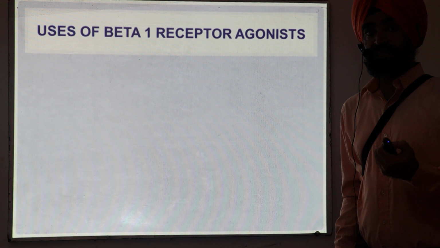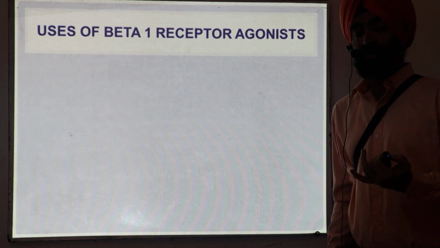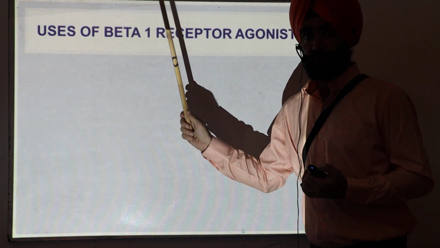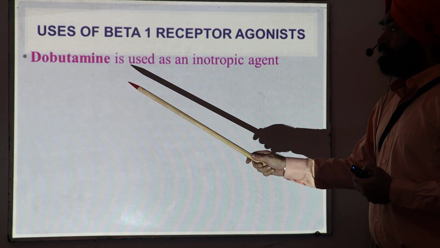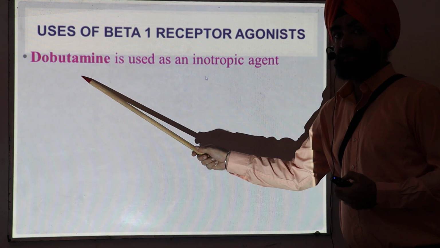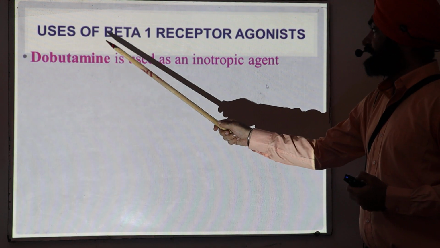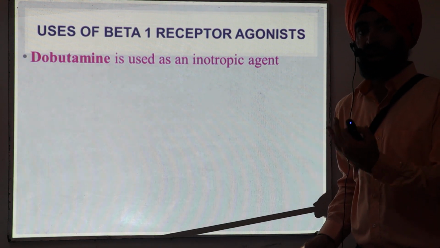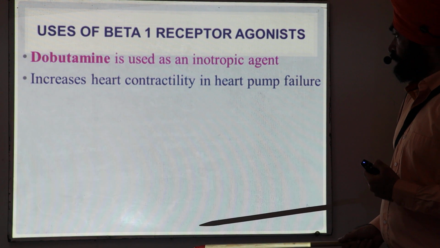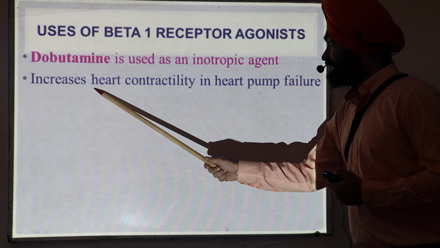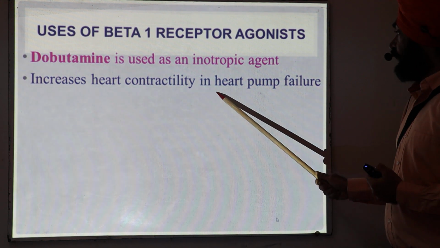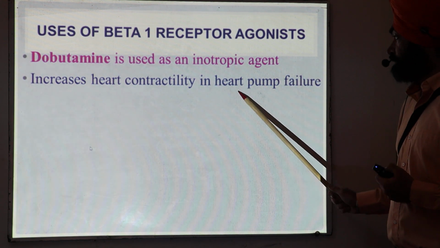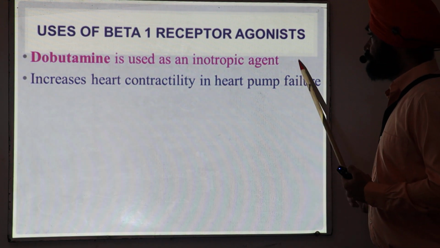As a result of these things, where can we use these beta 1 agonists in the clinics? What kind of uses? Okay, so now a very important drug, dobutamine, a selective beta 1 agonist. It is used as an inotropic agent. Inotropic agent means which can increase the heart contractility. So it increases the heart contractility in heart pump failure. That means when heart pumping capacity is reduced, in that condition, we use dobutamine.